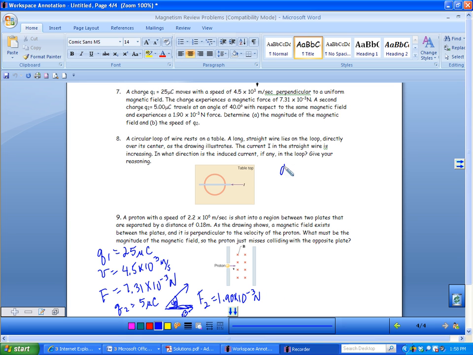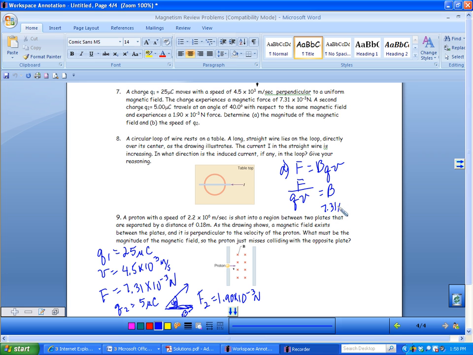Part A says determine the magnitude of the magnetic field, and then Part B says find the speed of Q2. All right, well, let's look at Part A first. F is equal to BQV. So if I'm looking for B, I'm going to take F and divide it by QV. So everything is just a plug and chug.